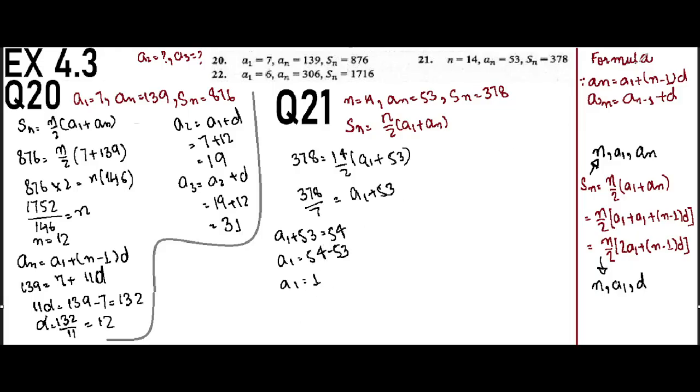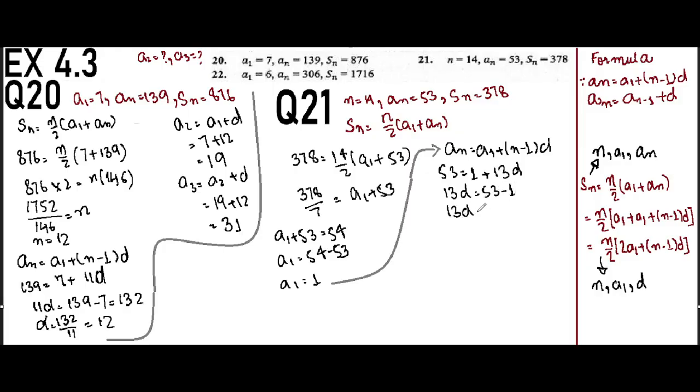Now we have the value of a1, and we can find the value of d using this formula. So an is equals to a1 plus n minus 1 into d. Now the value of an is 53 is equals to a1 is 1 plus n is 14 minus 1 is 13 d. Now we have 13 d is equals to 53 minus 1. 13 d is equals to 52. d is equals to 52 divided by 13 is equals to 4.